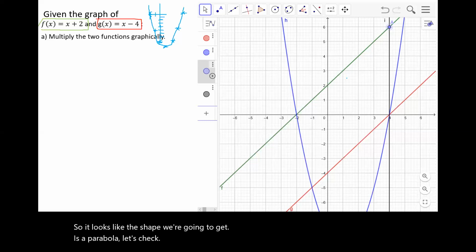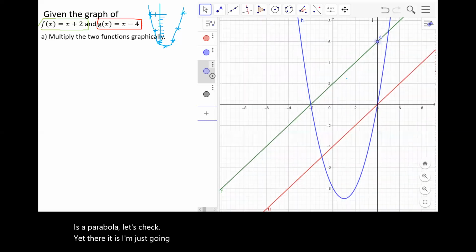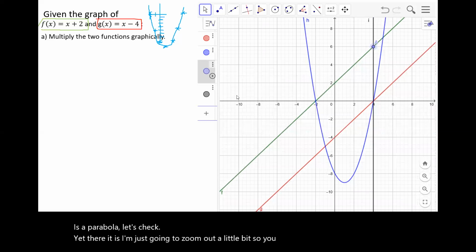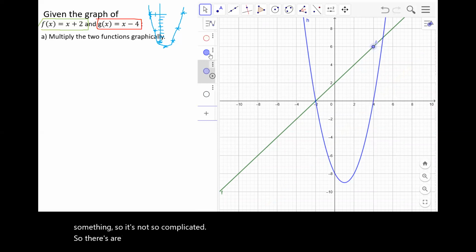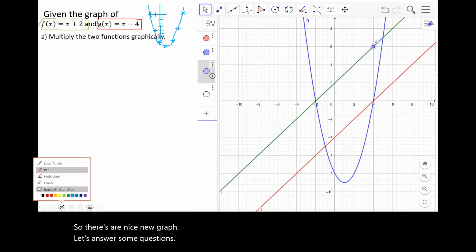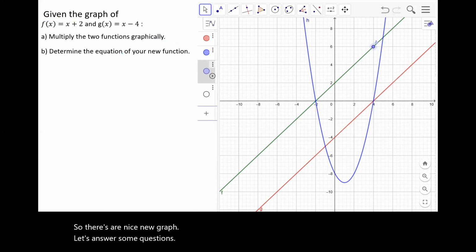Yeah, there it is. I'm just going to zoom out a little bit so you can see it. And let me get rid of some things so it's not so complicated. Okay, so there's our nice new graph. Let's answer some questions. Equation of the new function.